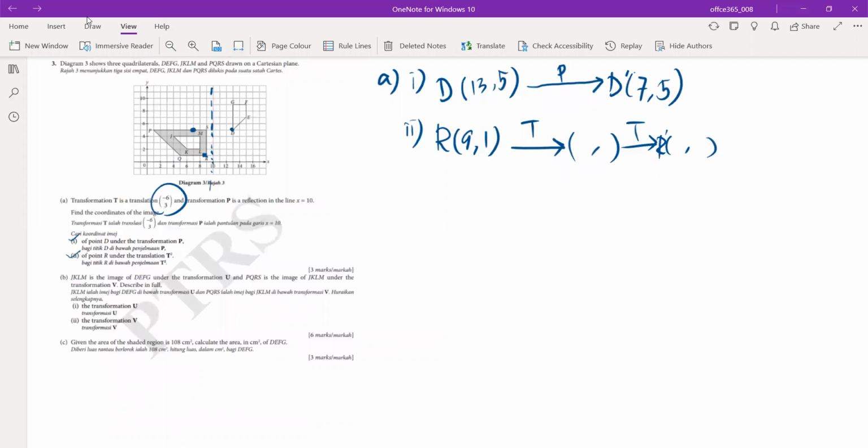Translation, -6, 3. You don't need to worry about using the graph, also don't need. Okay, you just add 9 plus -6, 3. 1 plus 3, 4. And 3 plus -6, -3. -4 plus 3, -1. So you don't need to go and do the frog jump, jump, don't need. Got shortcut like that, plus only. Plus the transformation with the coordinate. Okay or not? You all got the shortcut ready or not?